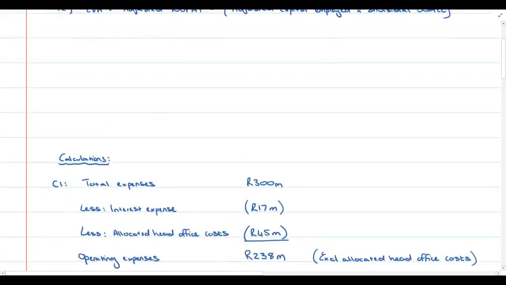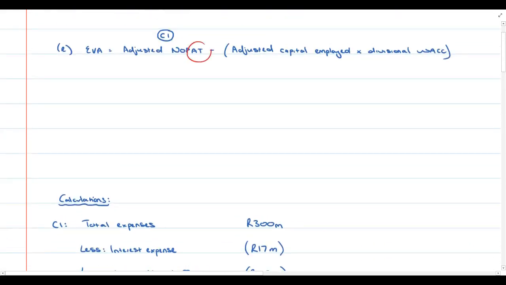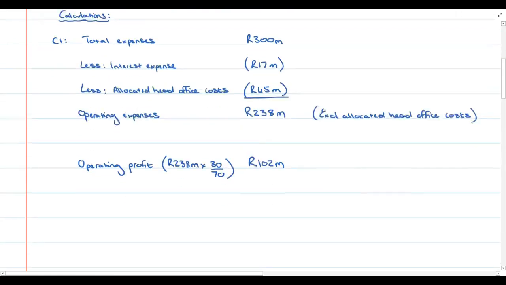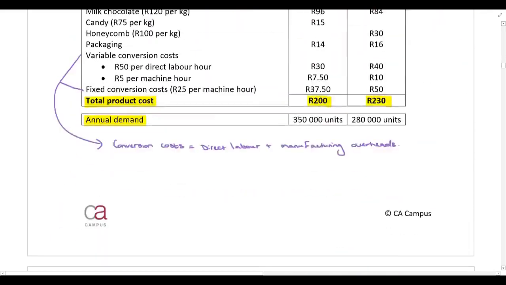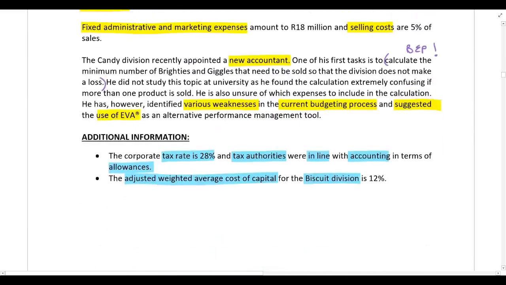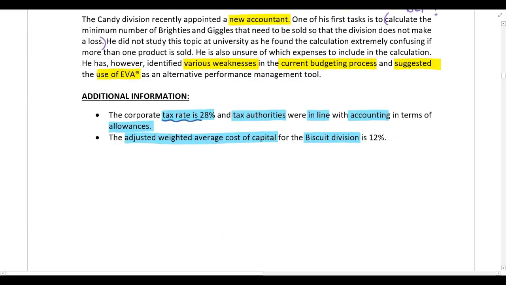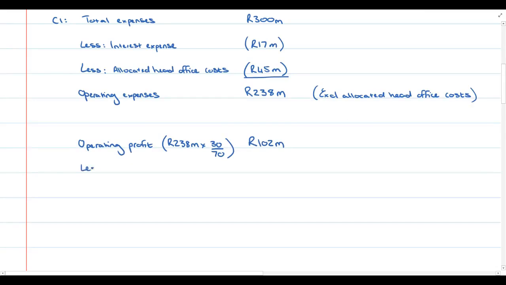Then be careful, we need net operating profit after tax. So we need to take the operating profit that we've calculated over here and we need to deduct tax. If you go back to the information provided in the scenario, in the additional information, you were told that the tax rate is 28%. So we can then just deduct tax at 28%. And that will give us net operating profit after tax.